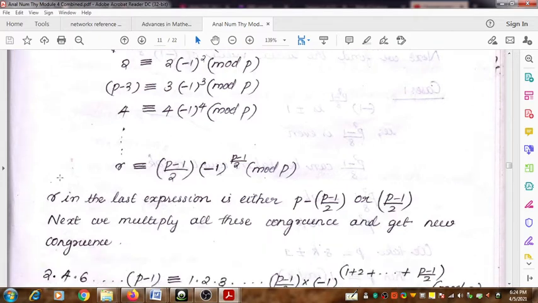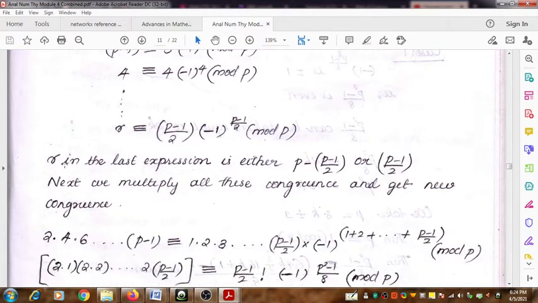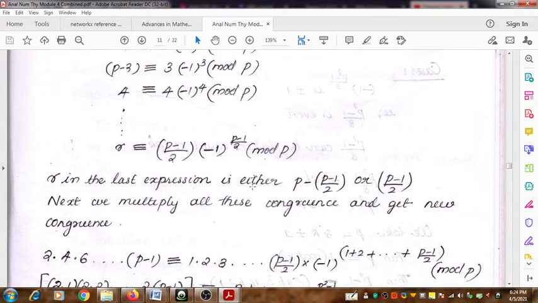Okay, then r in this last expression is now used to represent some number. That number is either p minus 1 by 2 or minus (p minus 1) by 2. So there are two possibilities for the value of r: it can be p minus 1 divided by 2, or it can be minus (p minus 1) by 2.